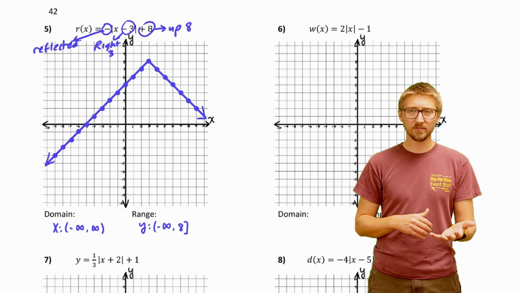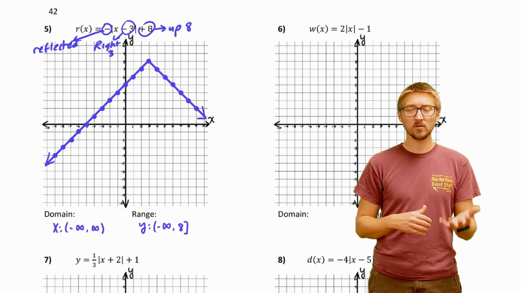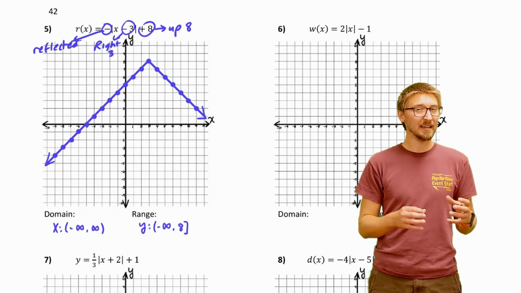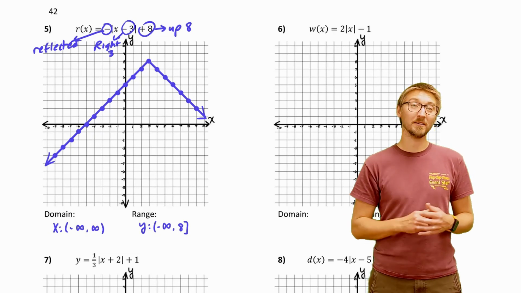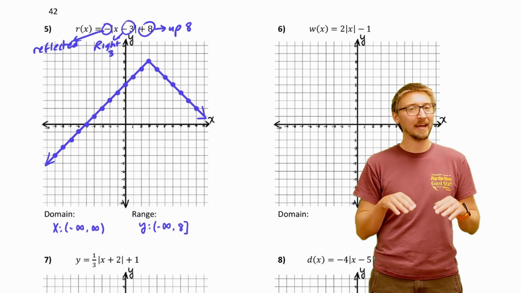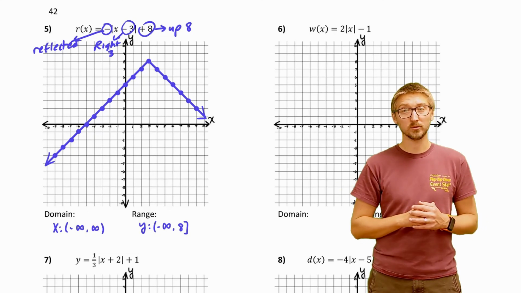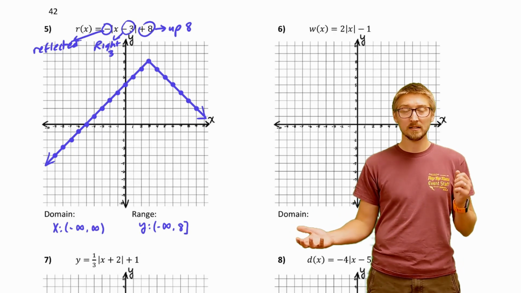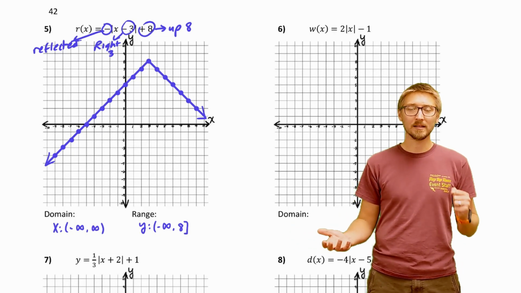So I'll never get an answer of 9. I'll never get an answer of 10. Those are impossible answers. The math just doesn't work to ever get those. Even an answer of 8.1 or 8.01 is impossible. 8 is the very last value I'm ever able to achieve, and so that's why my range is from -infinity to 8 with a bracket on the 8.